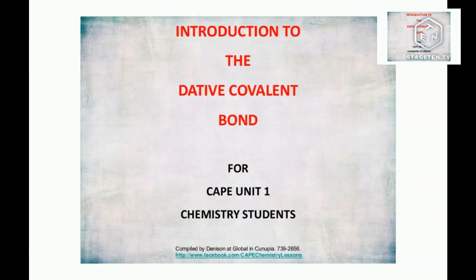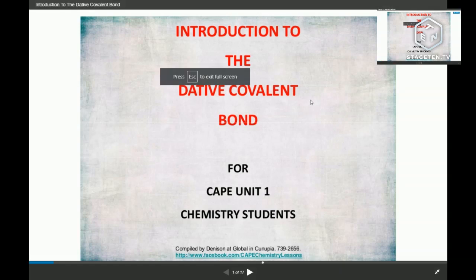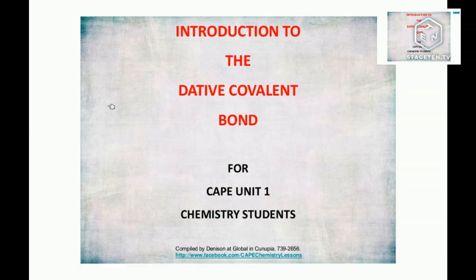So, dative covalent bonds. What is a dative covalent bond? Here, it's going to be something that we have introduced. Yes, I changed back to how it was before. We have introduced this in bonding, but we haven't really discussed it in bonding. Now, in reality, a dative covalent bond is a special type of covalent bond. And a covalent bond is the sharing of two electrons.